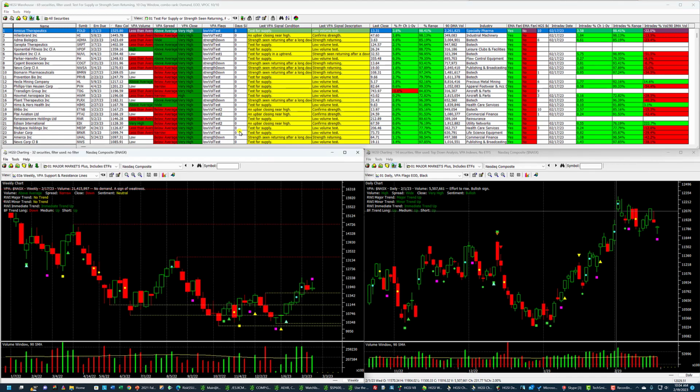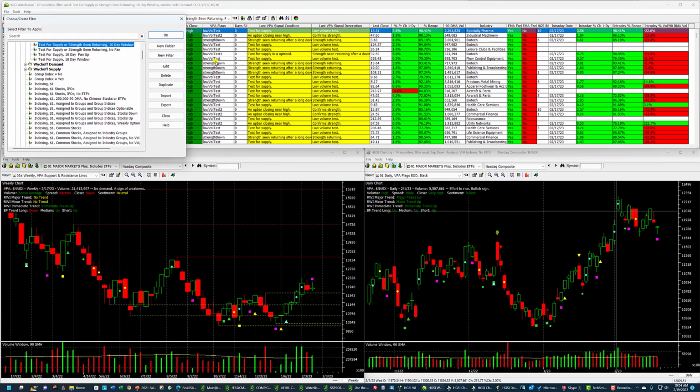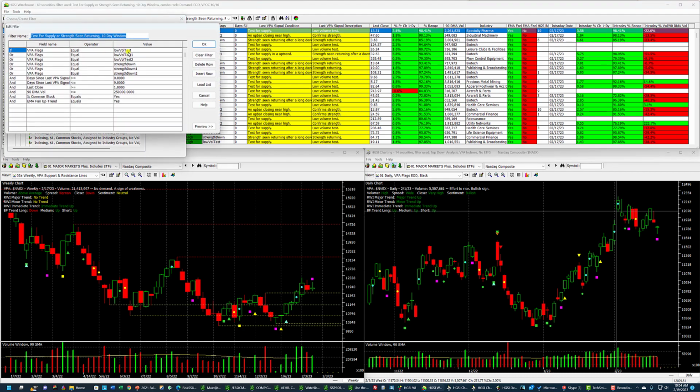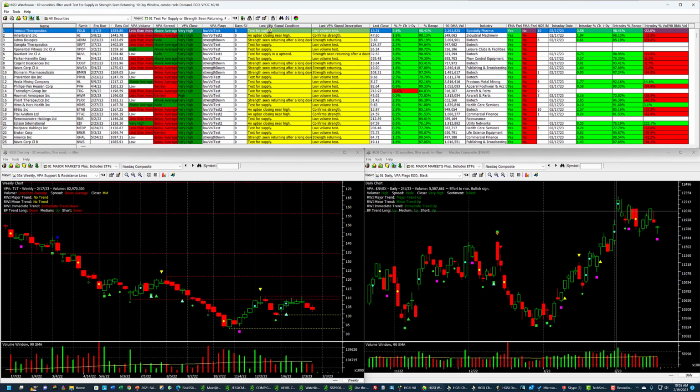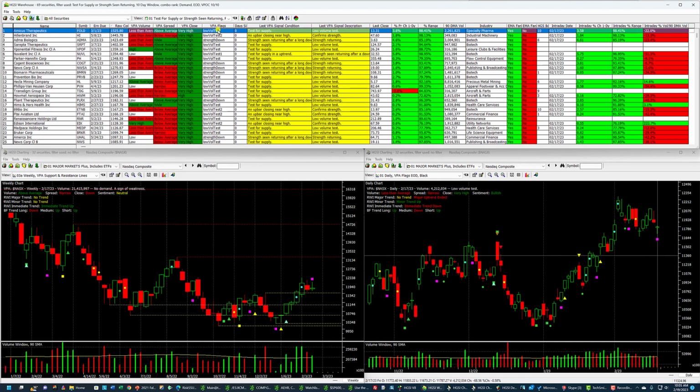Well, let's get this out of the way. I just want a daily chart and a weekly chart over here, and I'm sorted on raw combo. So looking at the filter, if any of these things which are VPA flags occur, then I will get a signal in here. And these are all low volume test types or strength seen returning. You can see here is the actual VPA flag and the code that Matthew has put into the program, and then these are the descriptions.